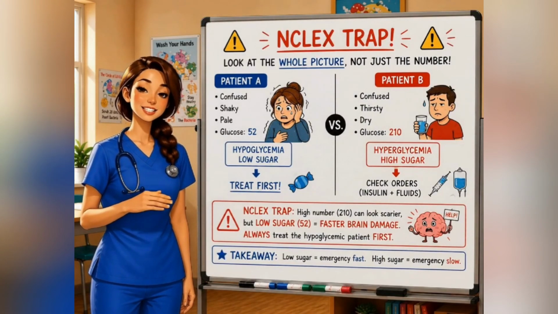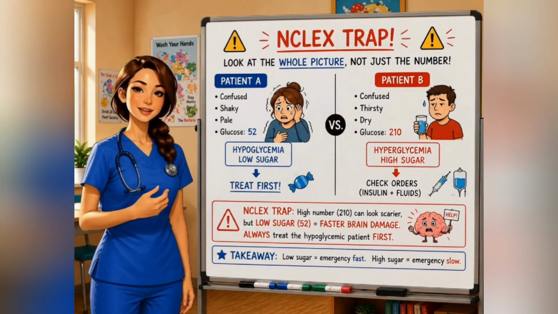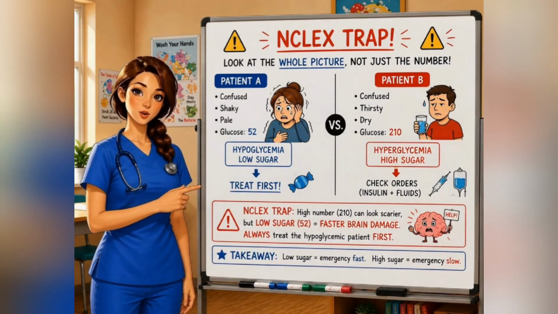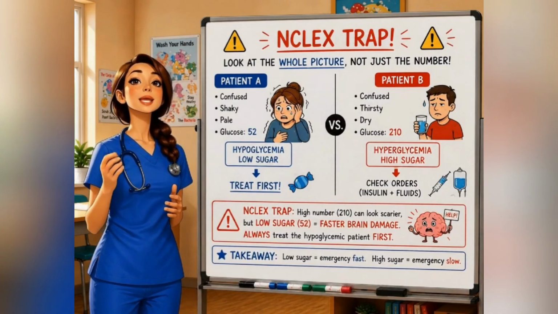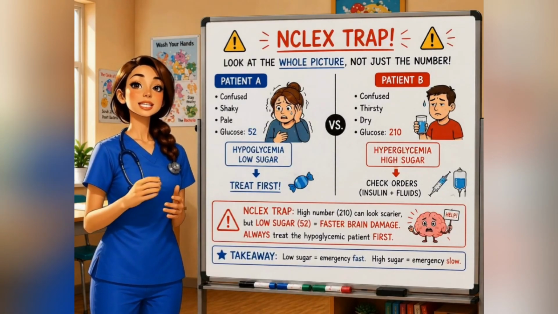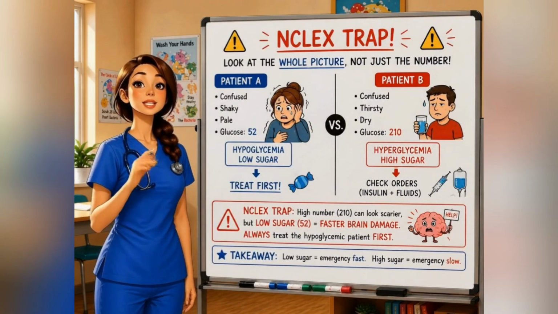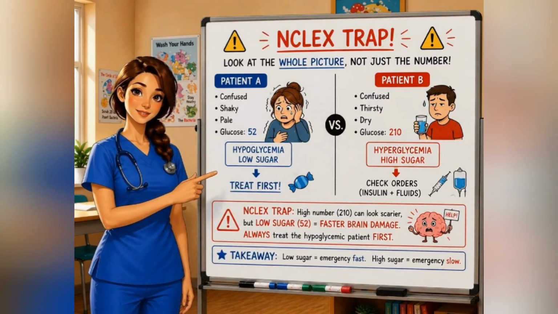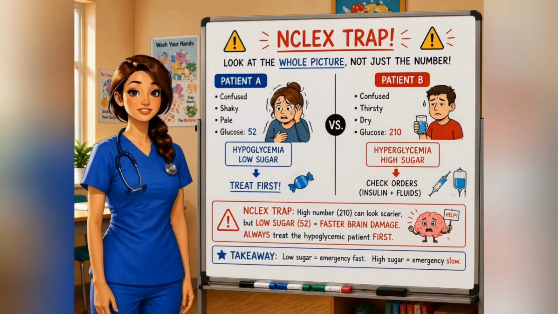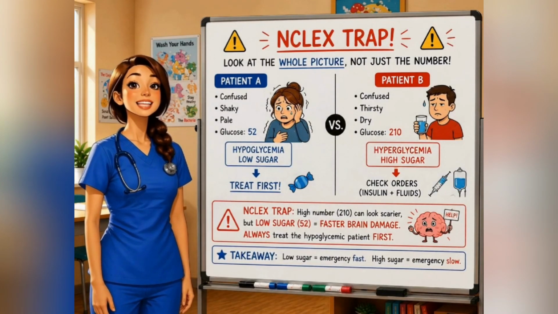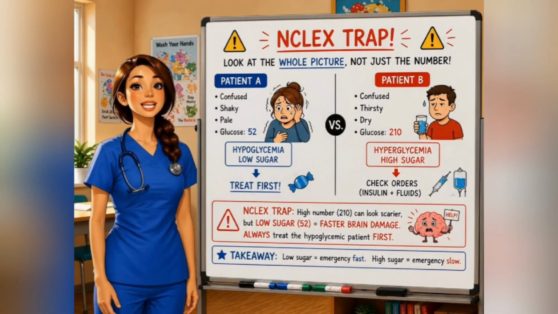Hypoglycemia is fast. We're talking minutes before someone seizes or loses consciousness. That's why it's always the higher priority intervention on the NCLEX when you're comparing the two. Common NCLEX trap: the question gives you a diabetic patient with confusion and high blood sugar, but the glucose is only 210. Meanwhile, another patient is shaky and pale with a glucose of 52. Always address the hypoglycemic patient first. Low sugar is faster brain damage.